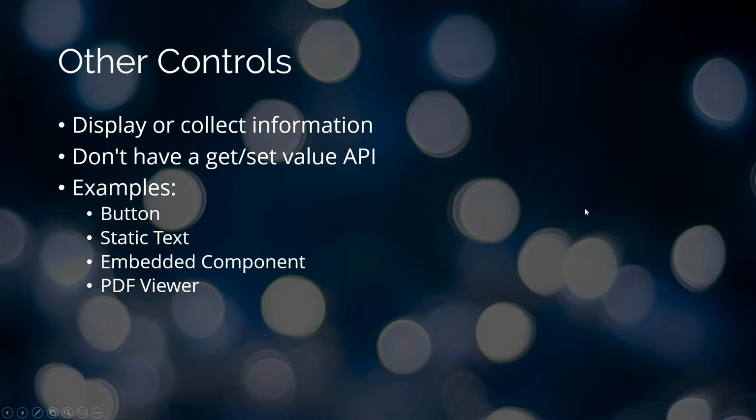Other controls are also used to display or collect information. They often do not have a get or set value API. So things like a button. A button doesn't have a value, but you can certainly use it to create an interaction or gather more data. Static text for displaying some static content. Embedding another component, using the PDF viewer to view a PDF. Those types of controls are other controls.